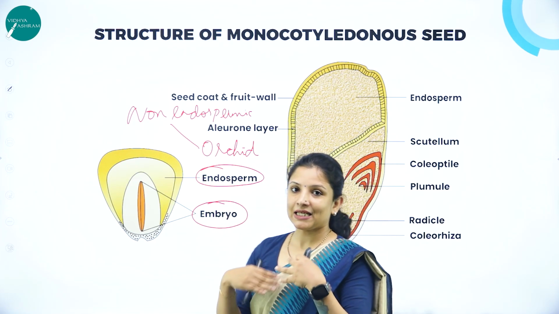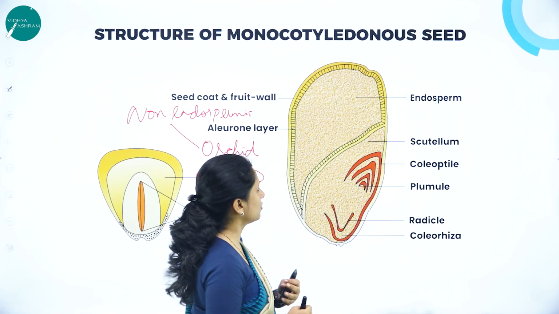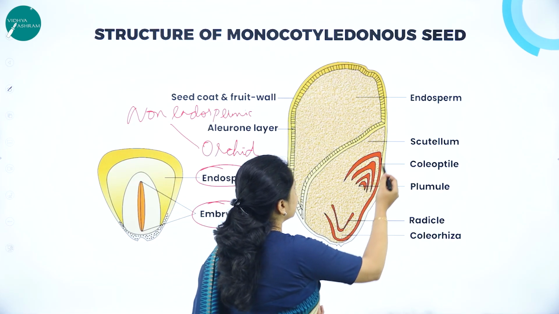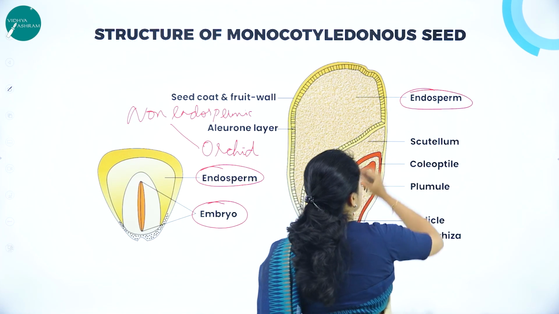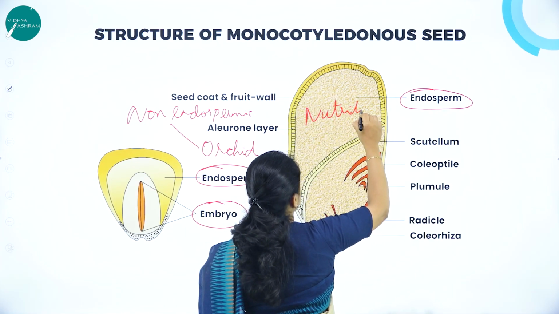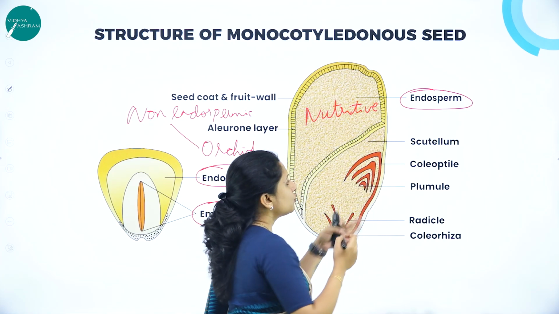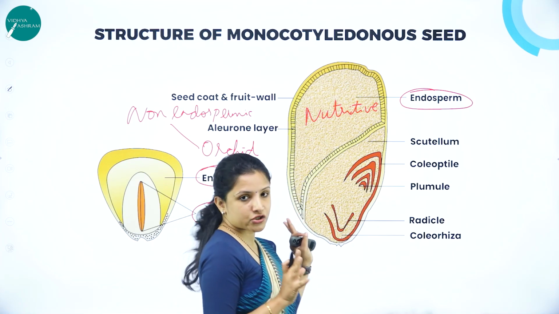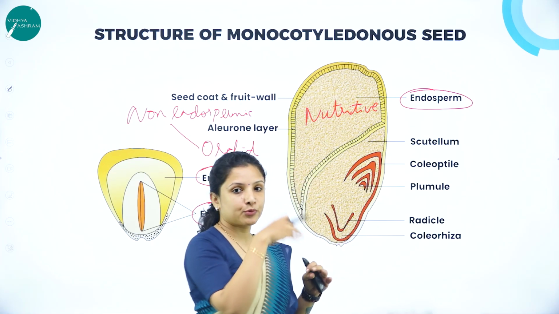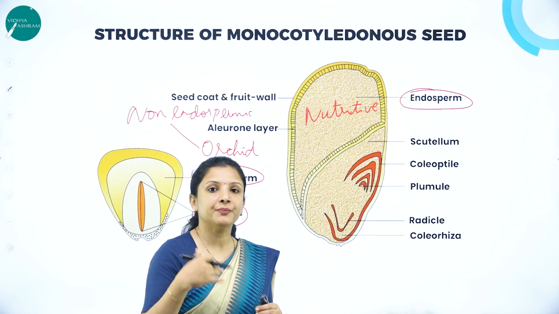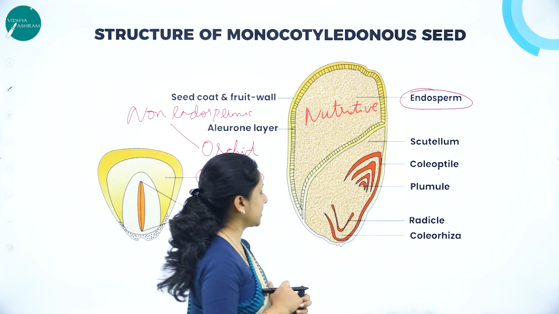So let's study the inside of the seed. How does it look when I take a section? It has the endosperm, which is the nutritive tissue. What will it do? It will provide nutrition to the developing plumule and the radicle. So that is the function of the endosperm: it provides nutrition to the embryo so that the radicle and the plumule can develop into the root and the shoot respectively.